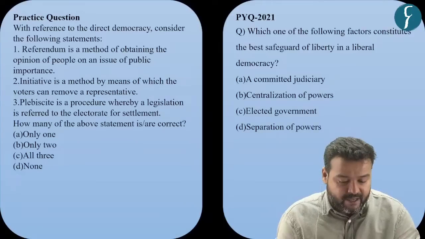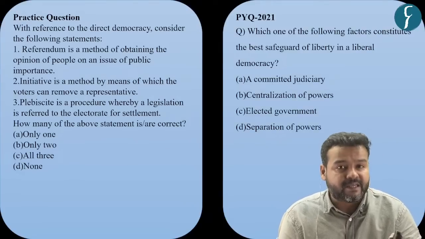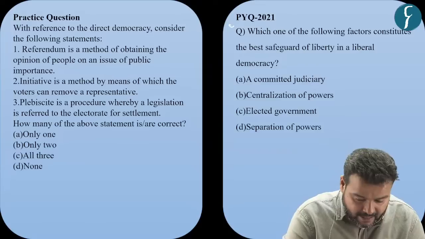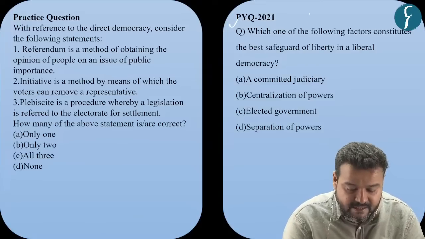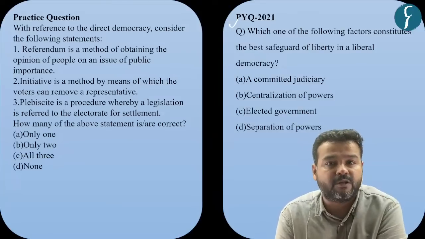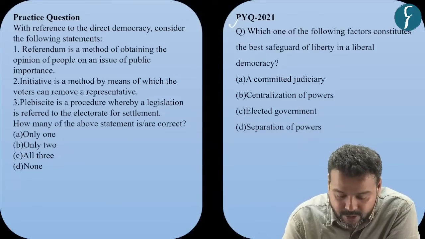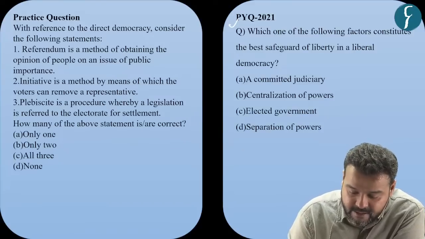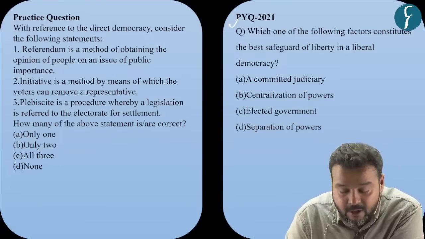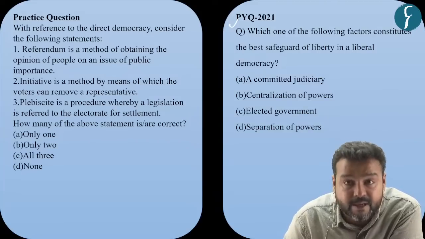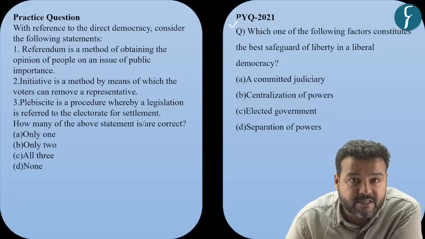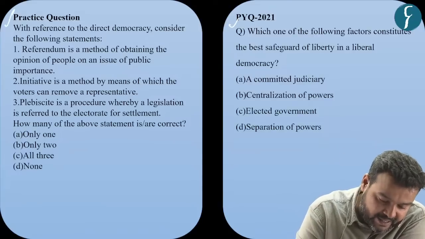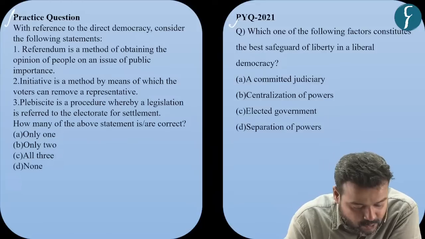So we have taken up a question based on the key terms like referendum, initiative, and plebiscite. And as we discussed that UPSC also asked question based on important political key terms, like in 2021, it has asked that which one of the following factors constitutes the best safeguard of liberty in a liberal democracy. So try to attempt this question and let us know your answer in the comment box. And by then we will be taking up the practice MCQ.